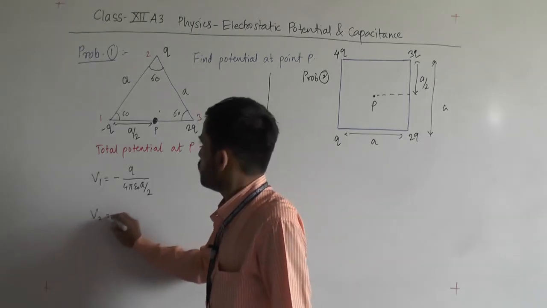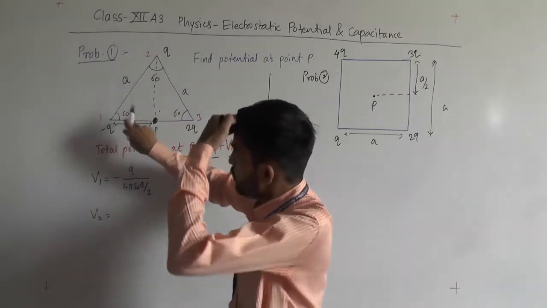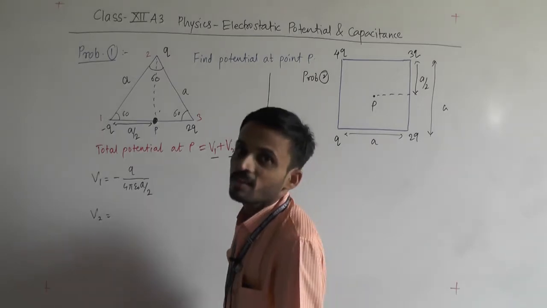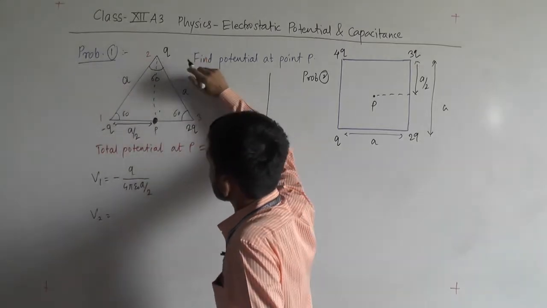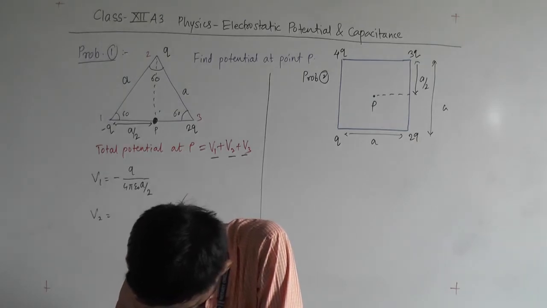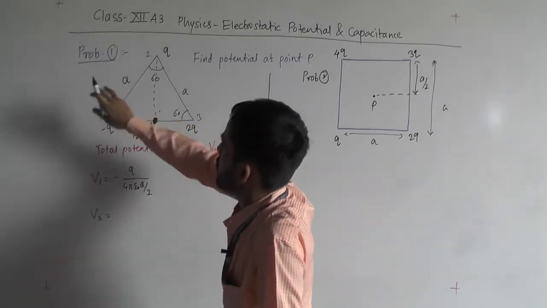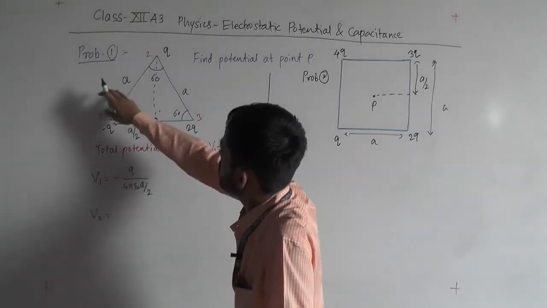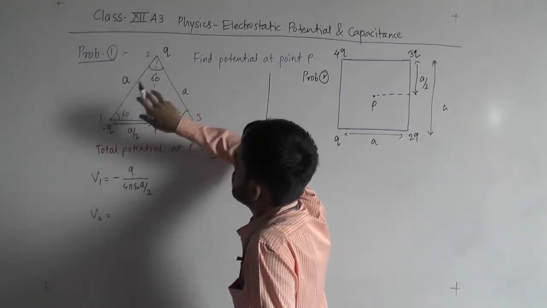V2, the distance will be, suppose this is the equilateral triangle, so this is A by 2, this is A. Of course this will be root 3 A by 2, that you know, sin 60 is opposite upon hypotenuse. This is A by 2, this will be 30, 60, 90, right? So root 3 A by 2.